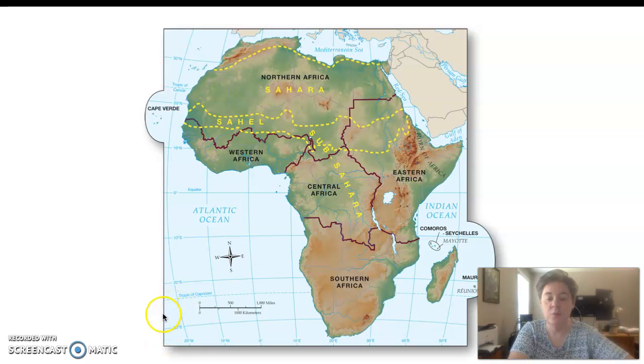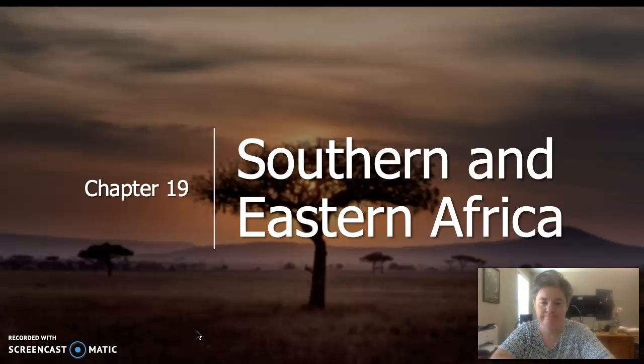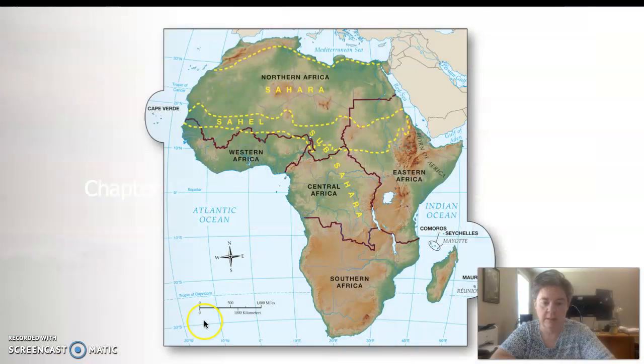Okay, so here is one map of Africa. I'm going to show you a couple of them today. Yesterday we talked about, I don't have a cursor. Well, here it is. There we go. Okay. Yesterday we talked about these islands down in here, the islands off the coast of Madagascar, the Comoros, the Seychelles, all of those.